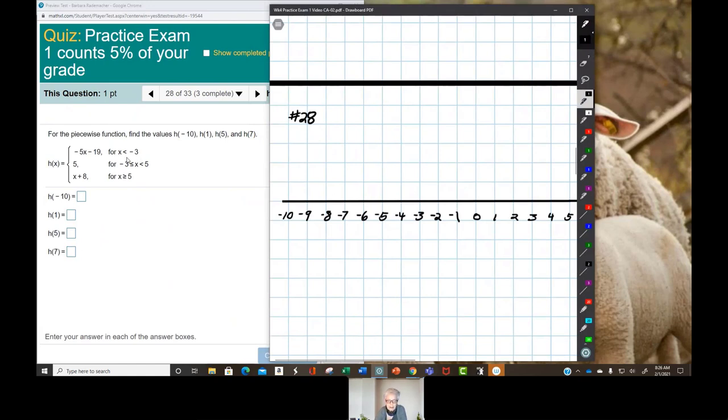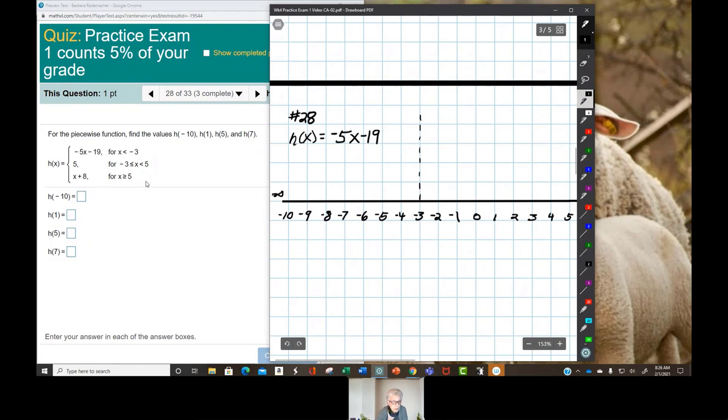Now here's what I've got. At negative 3, that's one of the really important points. h of x is going to equal negative 5x minus 19 for this whole part of the x-axis, going out here to negative infinity. It's kind of a skinny, well, but that's my negative infinity.